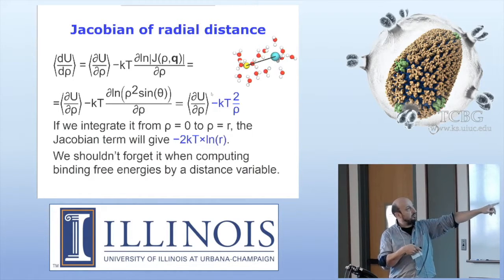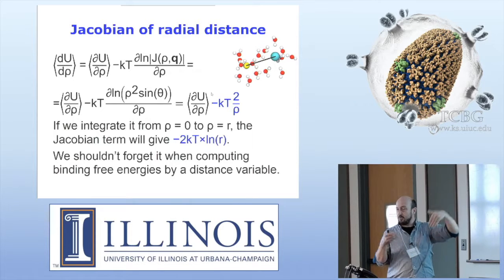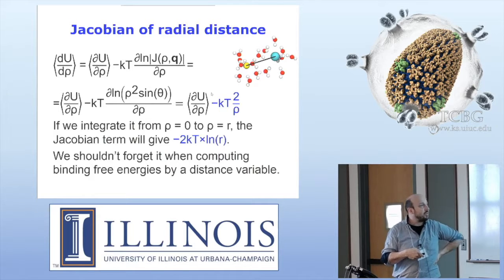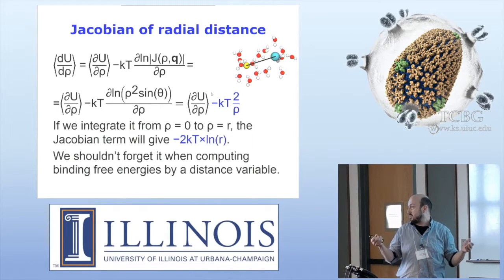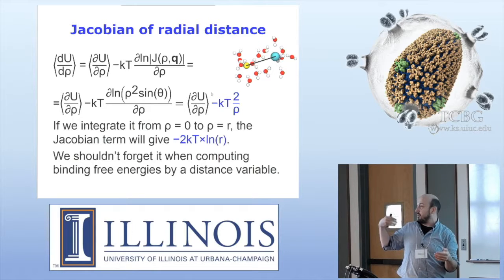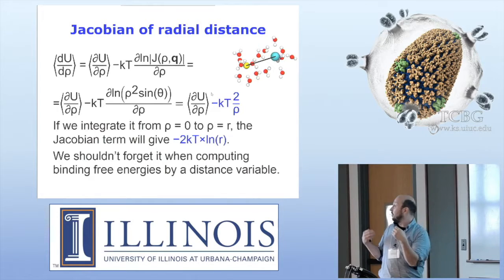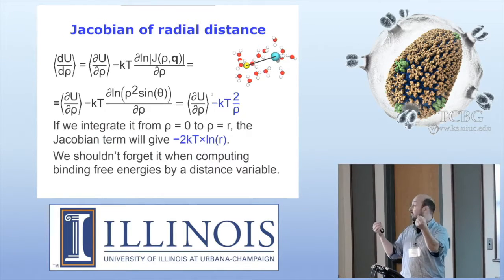And if you're working in polar coordinates, you can show that once you take the derivative with respect to the radial distance, you get this term. And if you put this into the formula of thermodynamic integration, you get that the free energy has a contribution here, which is 2 kT logarithm of the distance. This is the Jacobian term for a potential of mean force between two atoms, and it's always going to be there because it depends only on the distance.